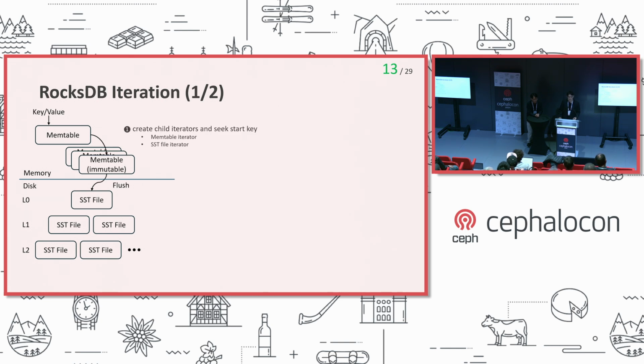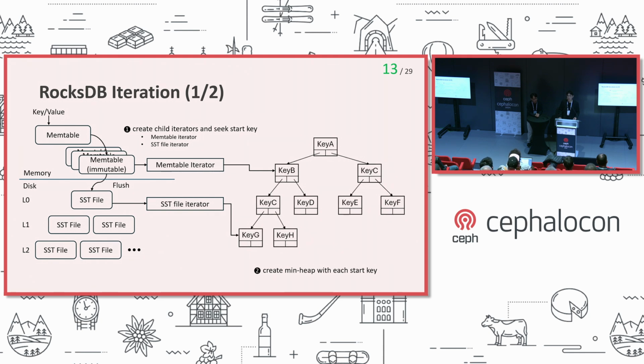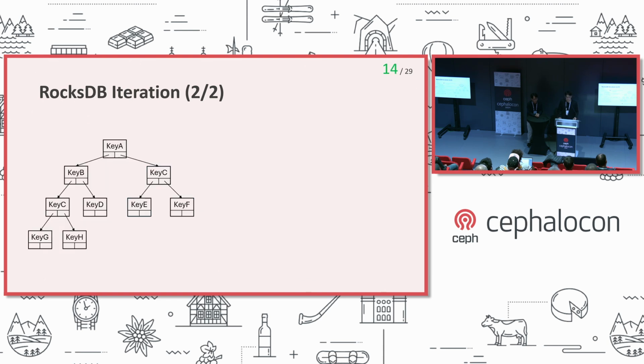In this structure, when iteration occurs in RocksDB, child iterators are created for each component. For example, the mem table creates a mem table iterator, while each SST file generates its own SST file iterator. Each iterator then looks for the first key that meets the specified conditions. Based on these keys, a min heap is constructed. As you might expect, the key at the top of the min heap, such as key A in this example, becomes the first key returned during the iteration process.